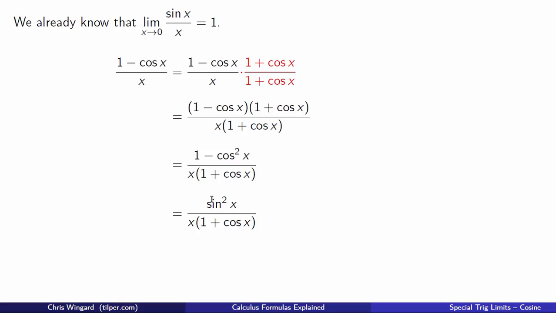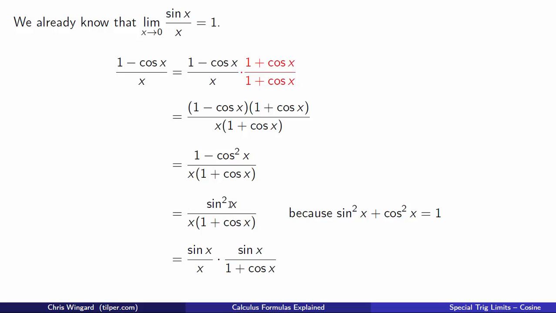The numerator changes like this because remember that Pythagorean trig identity that says sine squared of x plus cosine squared of x is 1. So if we subtract cosine squared of x from both sides of this, then we end up with 1 minus cosine squared of x equals sine squared of x. And that's how we get this step over here.